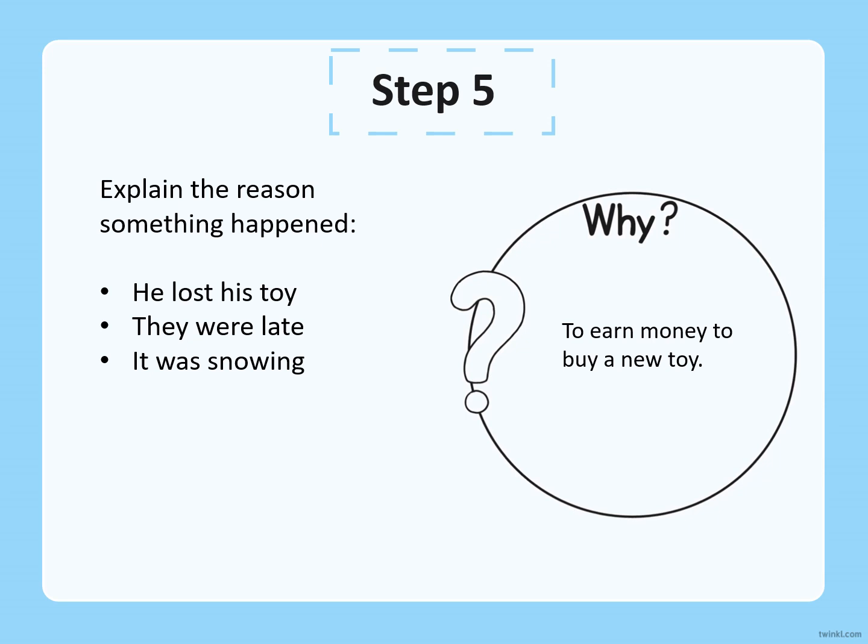So it could be something like he lost his toy. They were late for school. Maybe people are running down the road and they're late for school. It was snowing, so that could be why they did not go to school that day, because it was snowing so much they couldn't leave their homes. So that's the why. In this story, one thing we have to wonder is why is this little boy or girl outside shoveling snow? And the why is to earn money to buy a new toy.